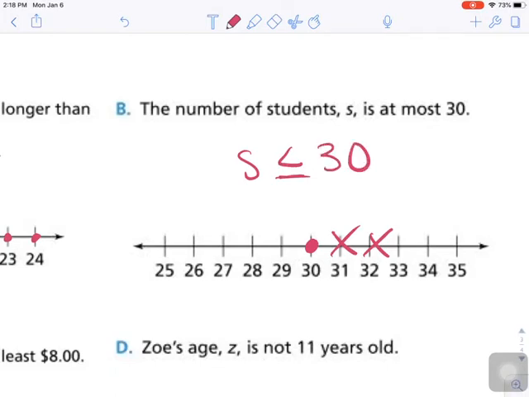So that means 5 extra points. That means we could have 25 students, we could have 26, 27, 28, and 29.